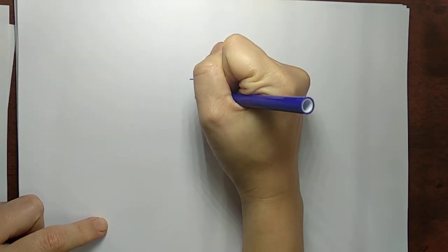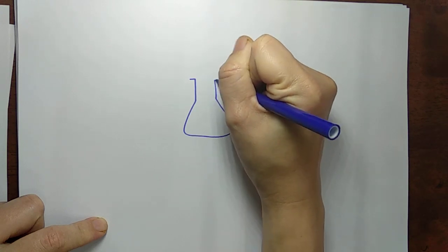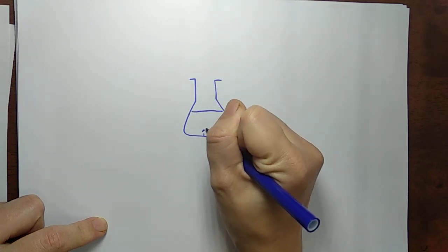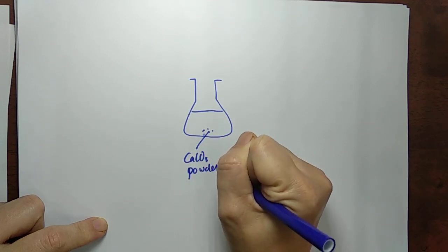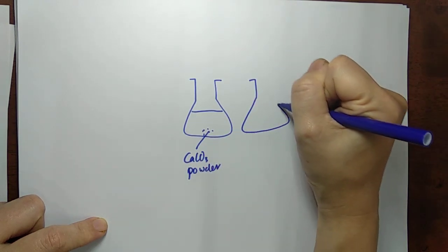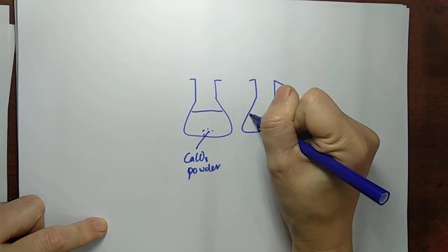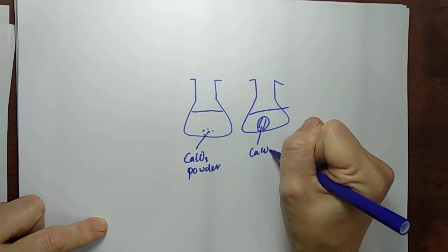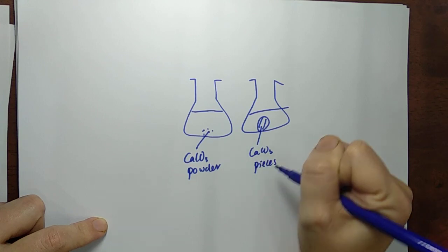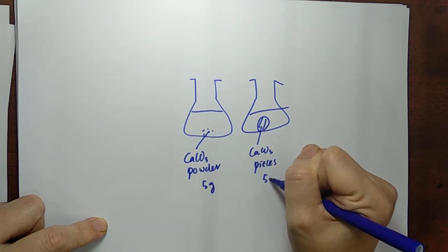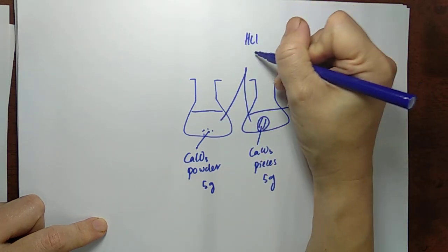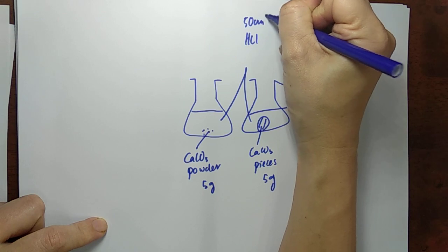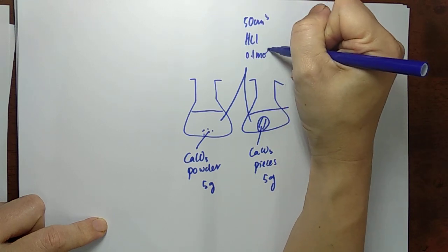Now this is something fun. Okay, so the easiest one to differentiate is, of course, you can use calcium carbonate powder, and of course calcium carbonate pieces. So they both have to be the same mass. You have to have the same acid. So let's say hydrochloric acid, 50 cm³, 0.1 mol/dm³.